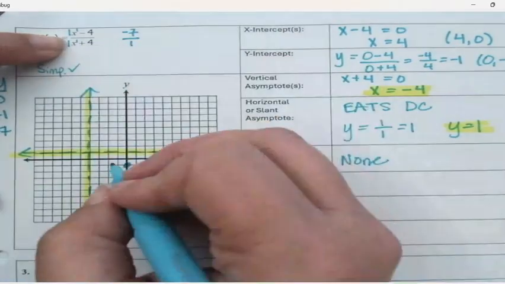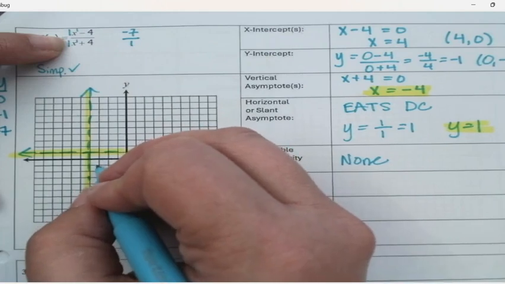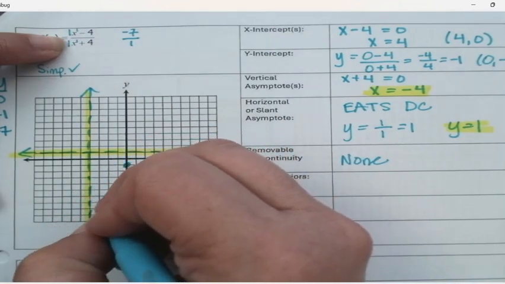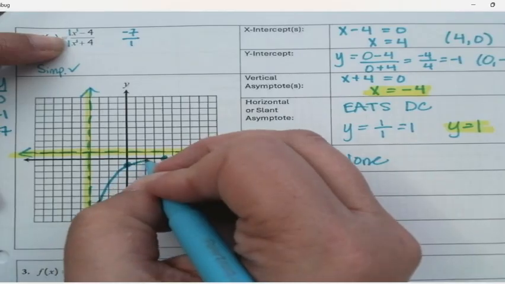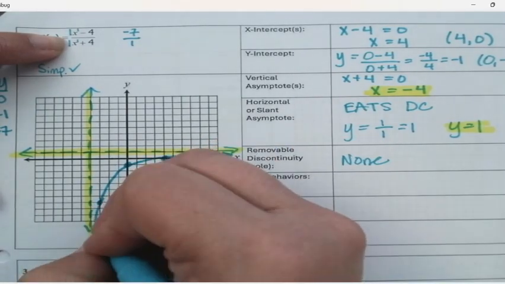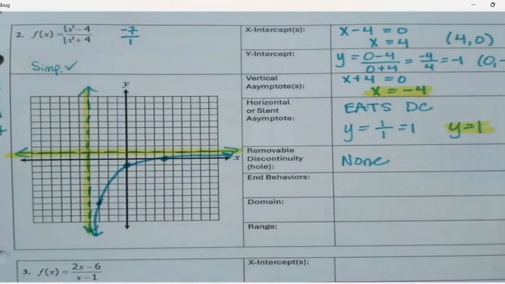-3 plus 4 is 1. So this is -7. So -3, 1, 2, 3, -7, 1, 2, 3, 4, 5, 6, 7. Now I can really tell what this looks like. It comes across and goes like this.